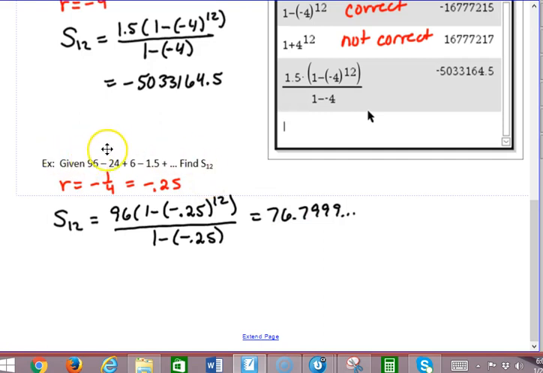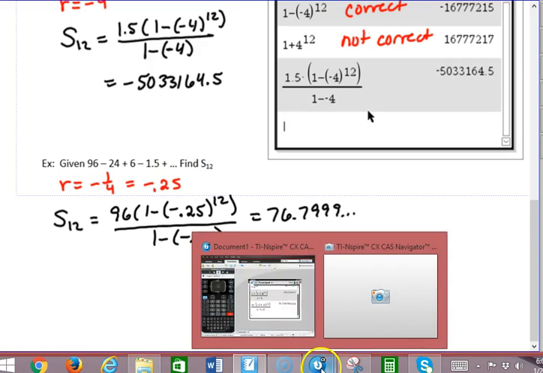Also, if I do 96 minus 24, that is 72. And then plus 6 would be 78, minus 1.5 is 76.5. Notice this answer is really very close to 76.5. Even though I've added 8 more terms, it's still pretty close. Well, why is that? Let's think about what happens when I'm adding these other terms.